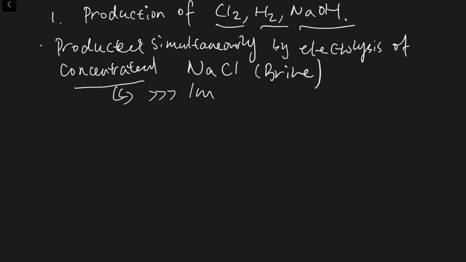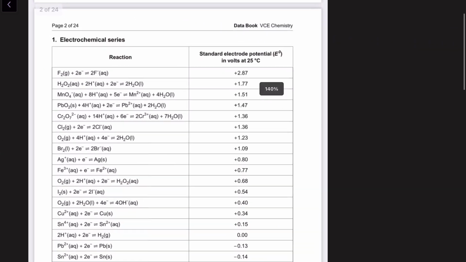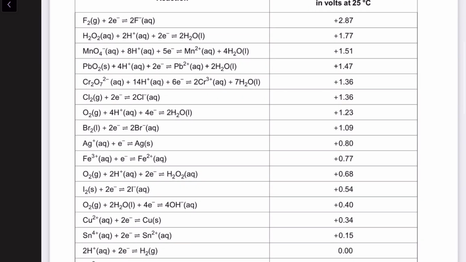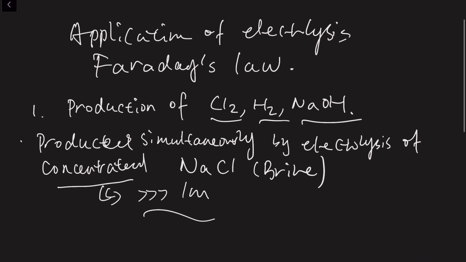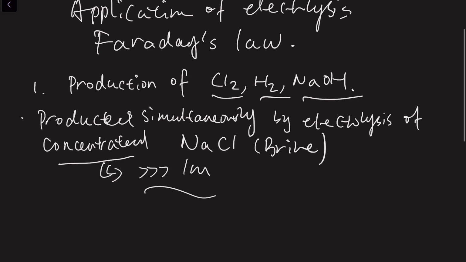And as we discussed in the previous video, what this implies is that the order of the electrochemical series would actually change. If the concentration of the chloride ion is high enough, it can actually switch order with water and will be preferentially oxidized. So this is why we use concentrated sodium chloride.